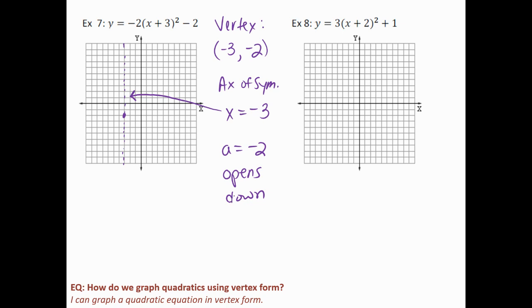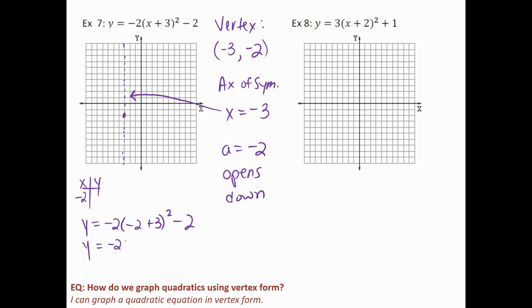So when I go to graph one more time, I still just need one more point. I'm going to still pick something close to the -3. So I'm just going to pick -2. So here's -2. Excuse me. And I'm going to plug this in. So I have y equals -2 times (-2 plus 3) squared minus 2. A lot of 2's in this one.